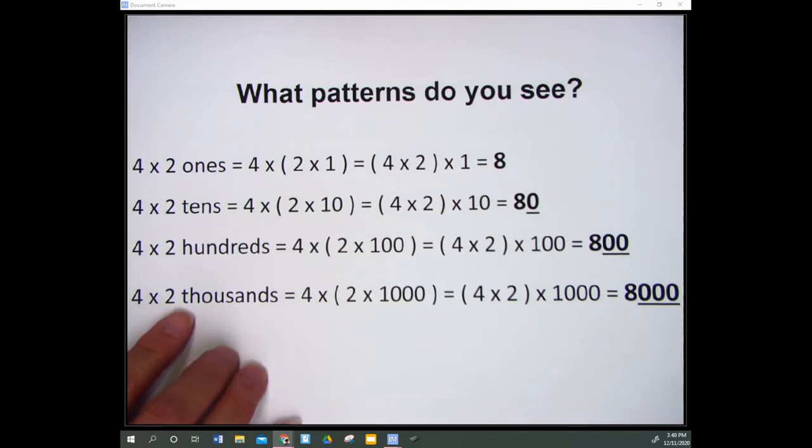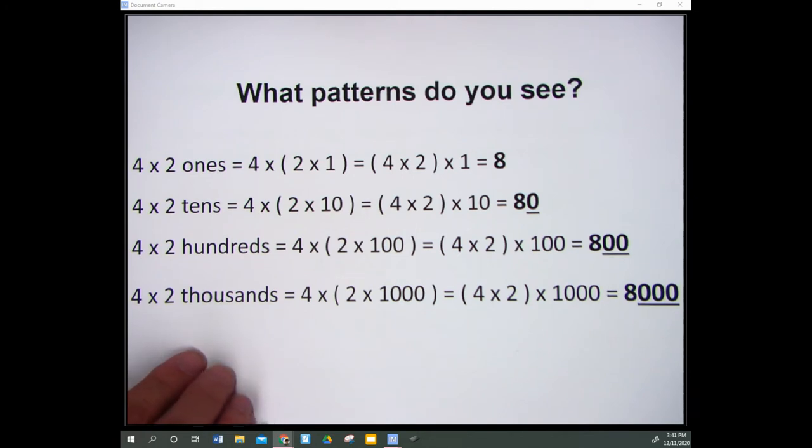What patterns do you see here? We have 4 times 2 ones equals 8. 4 times 2 tens equals 80. 4 times 2 hundreds equals 800. And 4 times 2 thousands equals 8,000.